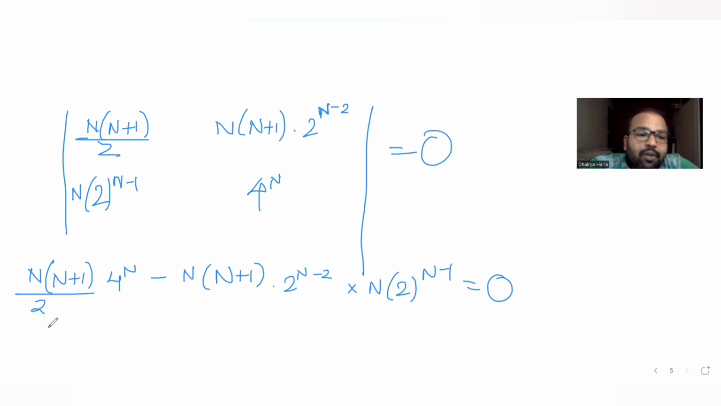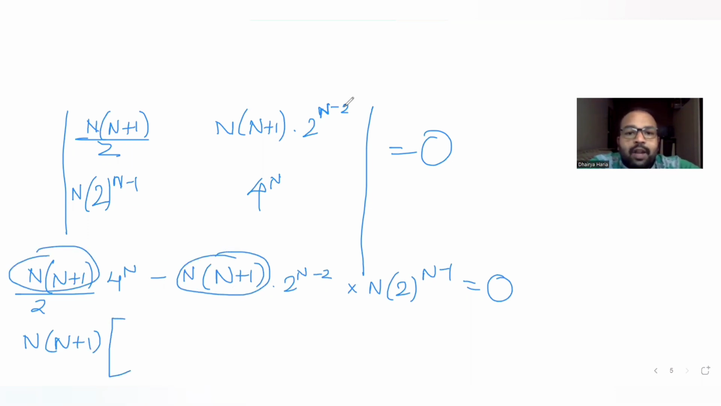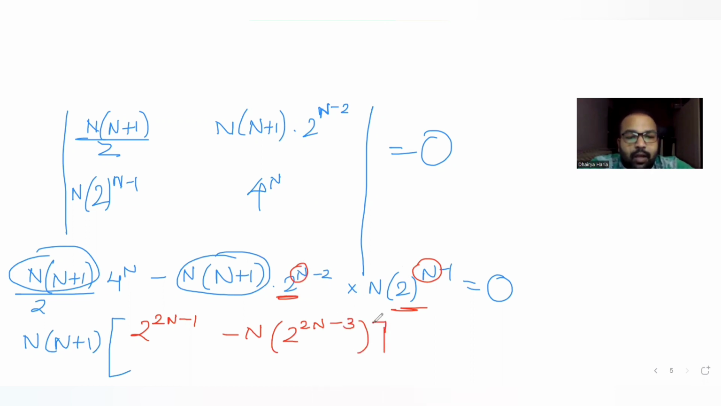Solving it further, let's take whatever is common first of all. So n into n plus 1, I can see it is common in both the cases. So I'll take it out common. What I'm left with here is, I can write 4 raised to n as 2 raised to 2n. If I take 2 out, it becomes minus 1. So 2 raised to 2n minus 1 is the first expression. Minus, here, if I solve, n is left out. Apart from that, I have 2 raised to 2n because n plus n, the bases are same so I have the powers added. So 2n minus 3. Again, that's equal to 0.